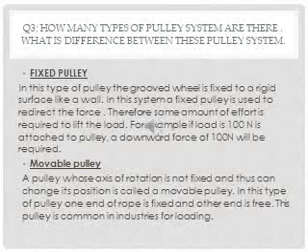Movable pulley. A pulley whose axis of rotation is not fixed, thus can change its position, is called a movable pulley. In this type of pulley, the grooved wheel is moved along with the rope. One end of the rope is fixed and the other end is free to connect it to other equipment. This type of pulley is very common in industries and used for loading and unloading ships.